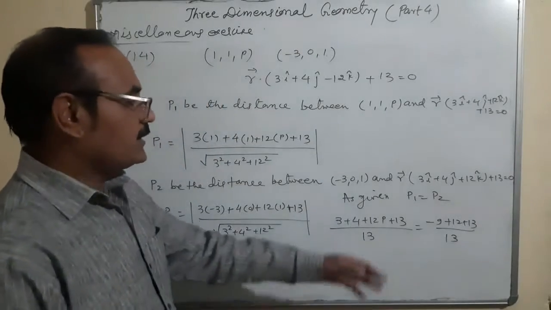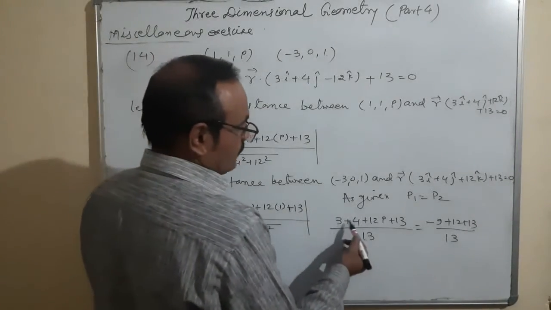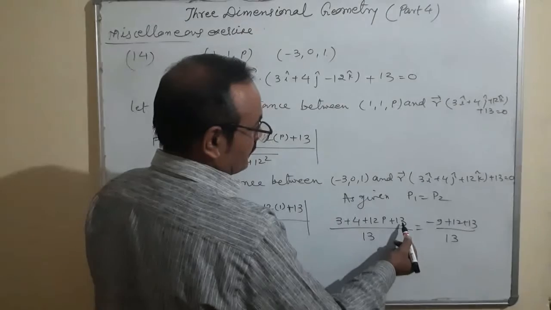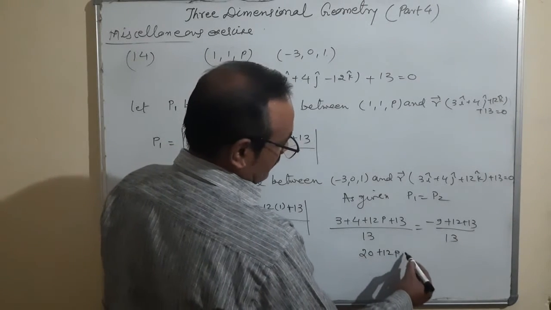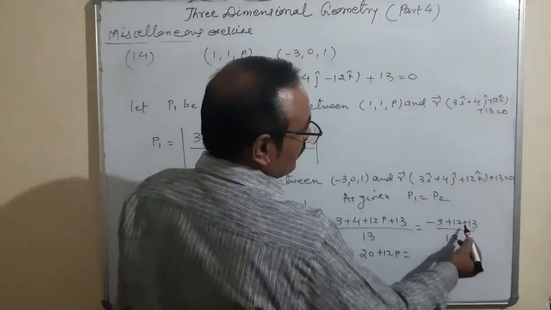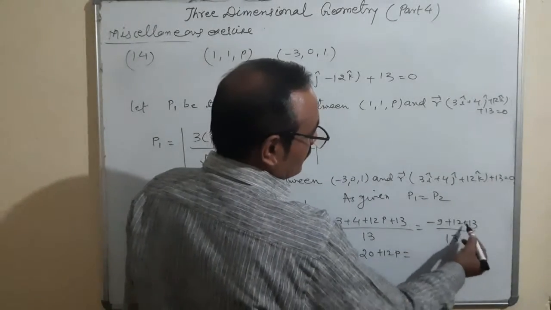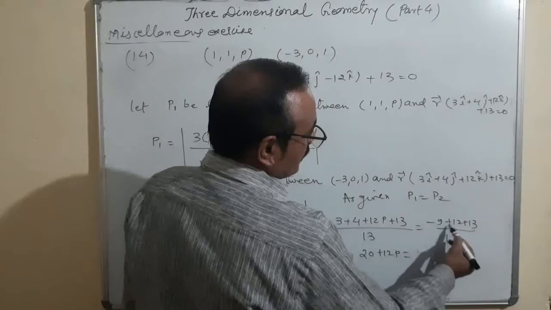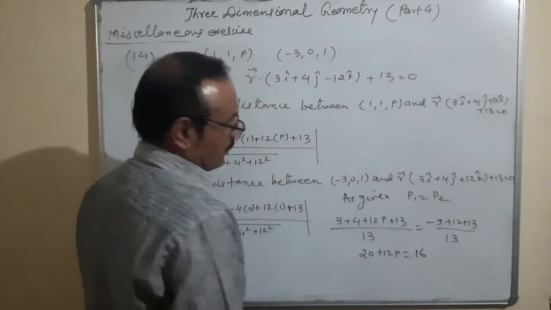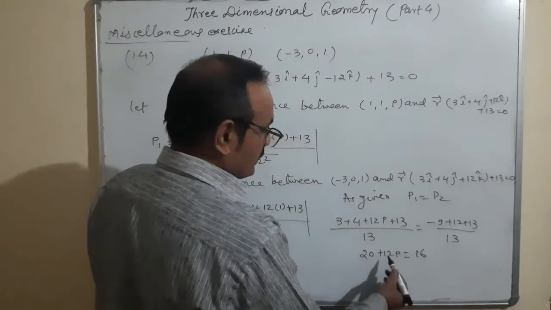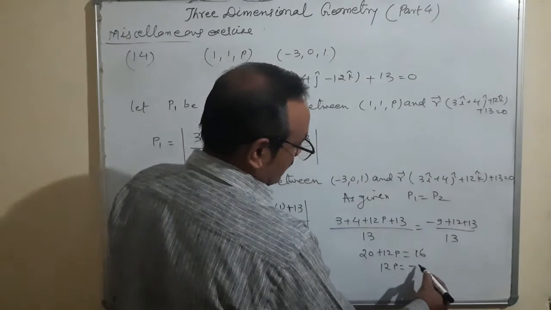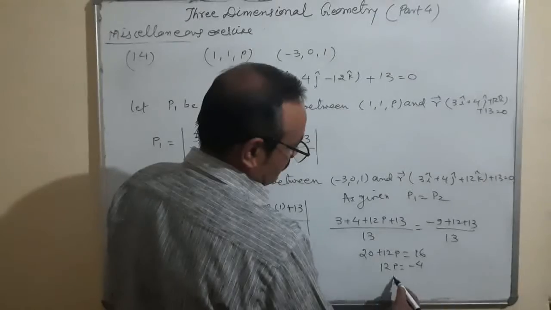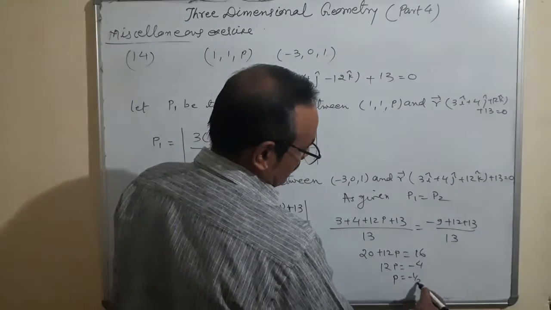Okay, 13, 13 can be cancelled. It is 4 plus 3, 7, 7 plus 13, 20. So 20 plus 12P is equal to, it is 3, 13, 3 plus 13, 16. Okay. So the result is 12P is equal to 16 minus 20, it is minus 4. Therefore, P is equal to minus 1 by 3.